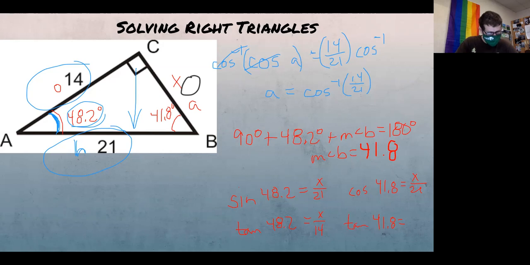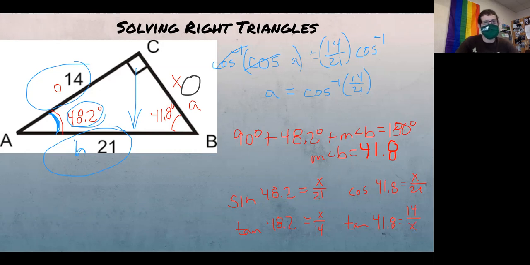What would the two numbers in the ratio be? 14. Well, it would be 14 over the adjacent side. What's the adjacent side? X. There it is.